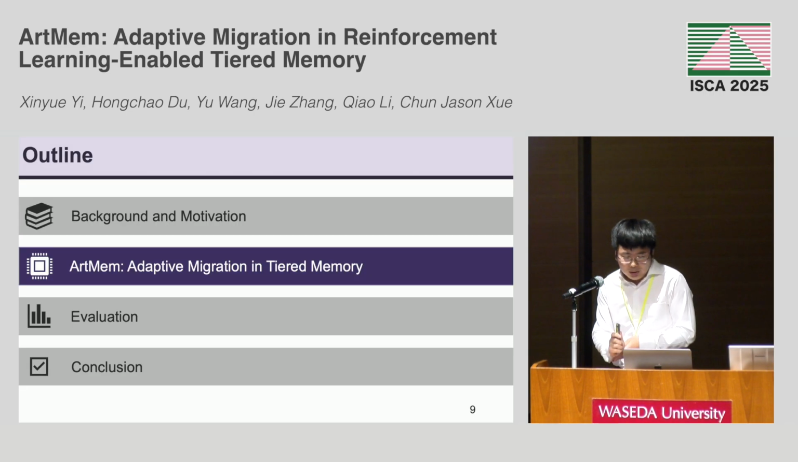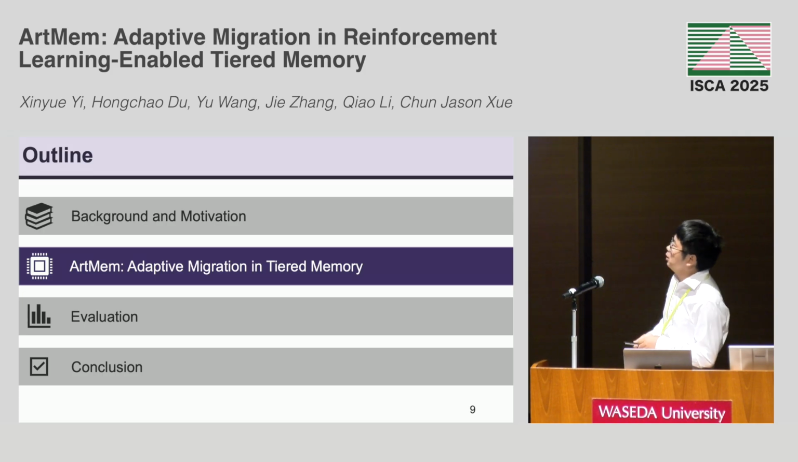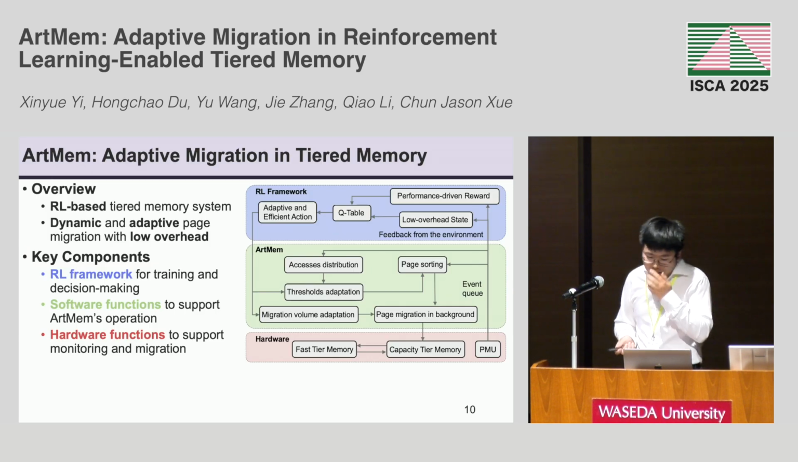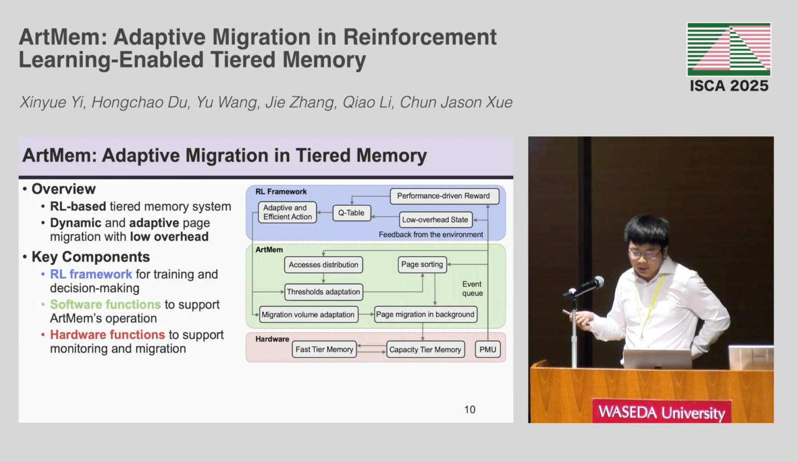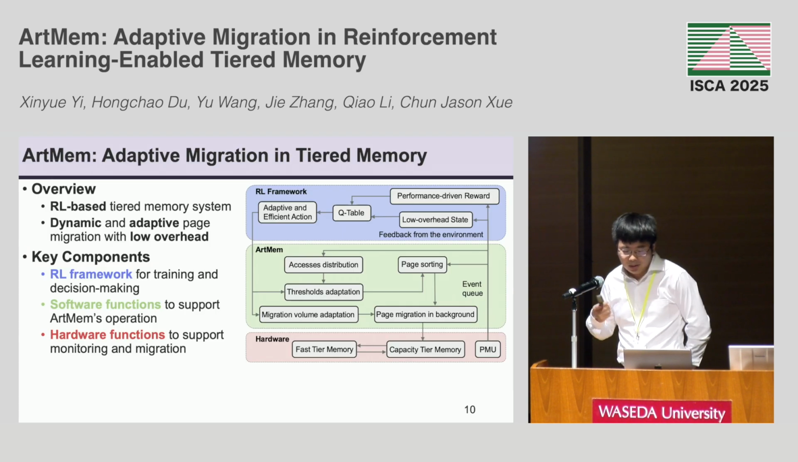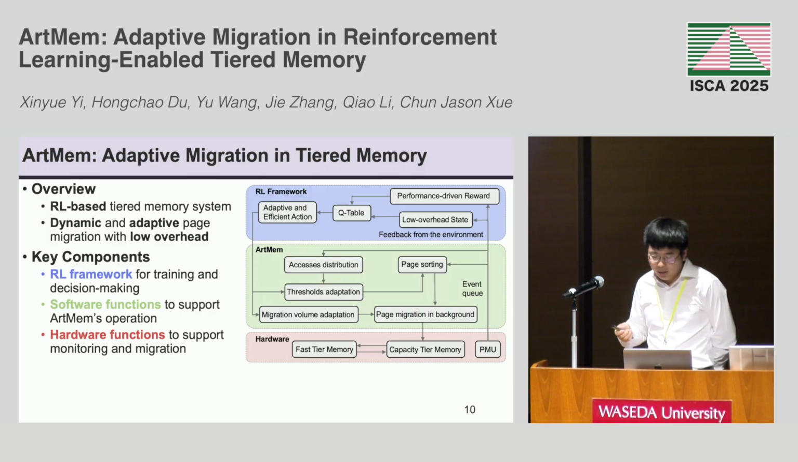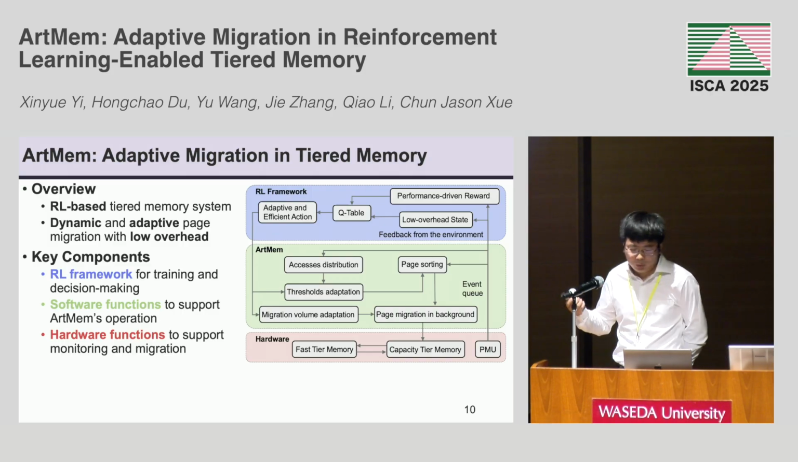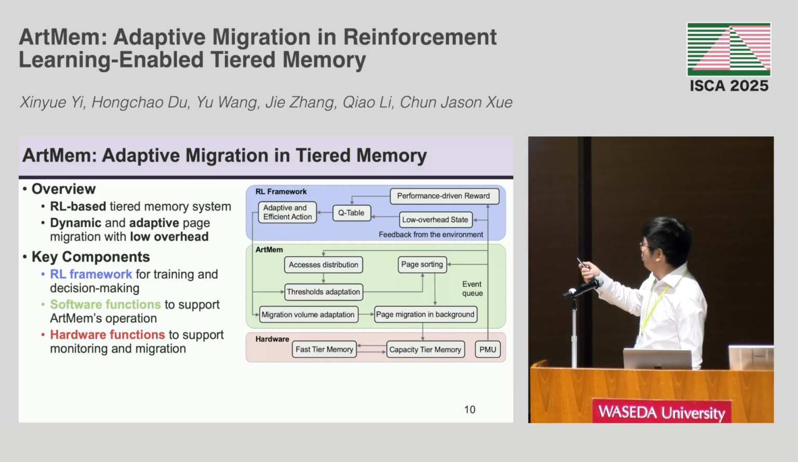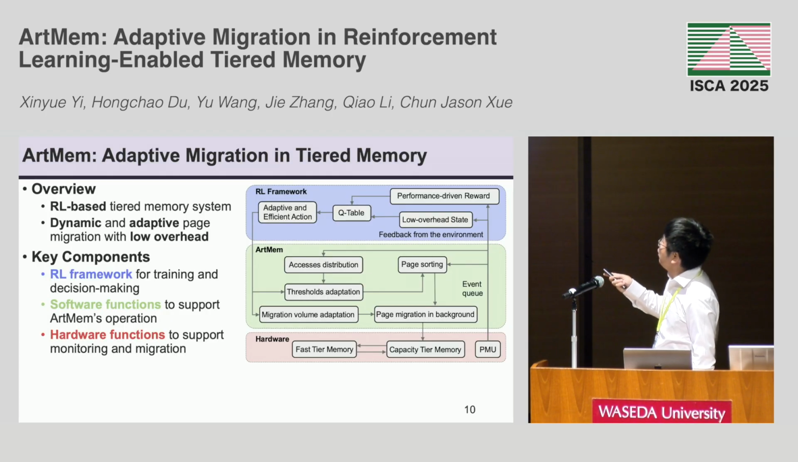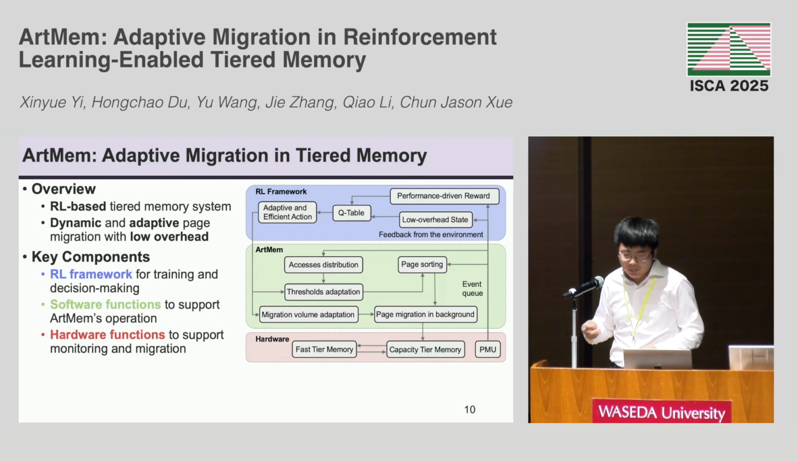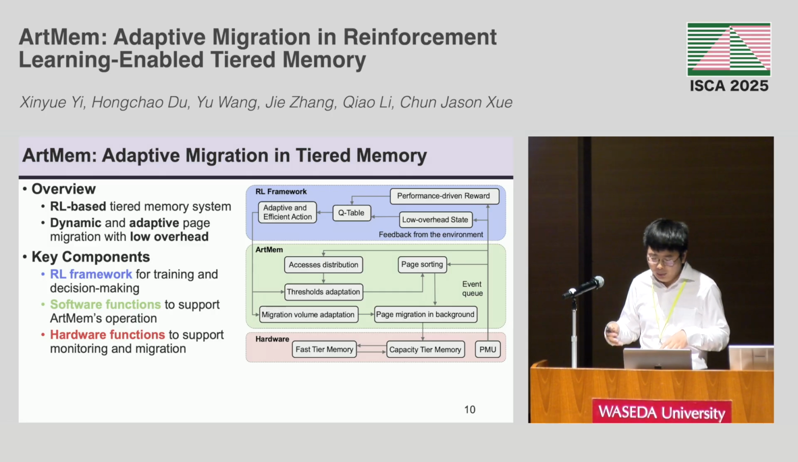Let me walk you through our solution, ArtMem. We introduce adaptive migration in tiered memory. And here is the overall architecture of ArtMem, our tiered memory system. Our system has three main layers. At the top, we have our reinforcement learning framework that makes intelligent decisions about page migration.